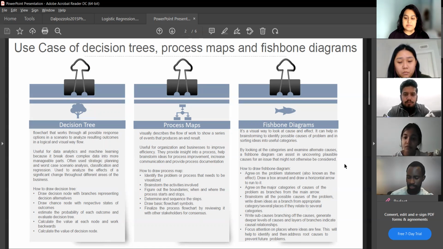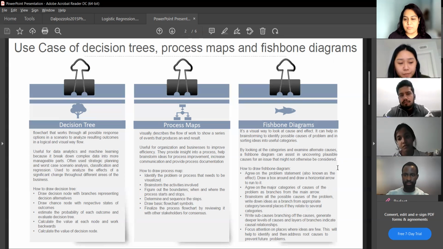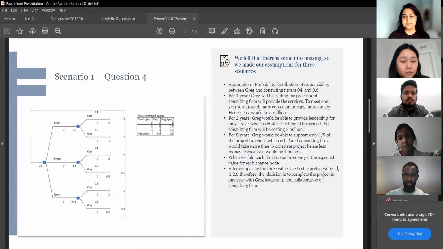We write sub-causes, branching off the causes, to generate a deeper level of understanding of the causes, and then the causal relationship between them. We focus attention on places where ideas are few, and we identify and address the root cause of future problems. So this slide actually talks about all three processes of risk management. Moving to the next slide.